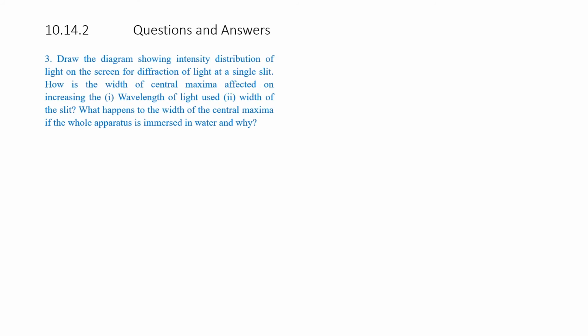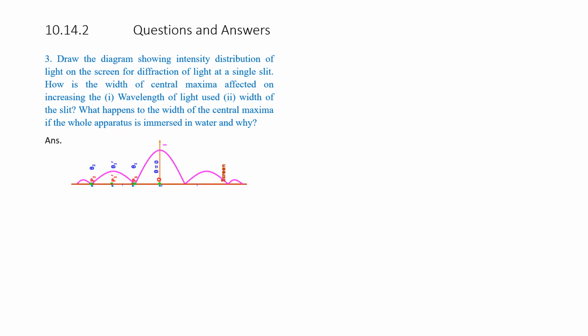Question number 3. Draw the diagram showing the intensity distribution of light on the screen for diffraction of light at a single slit. How is the width of central maxima affected on increasing the wavelength of light used and the width of the slit? What happens to the width of the central maxima if the whole apparatus is immersed in water, and why? This is a question asked in JEE and IIT entrance examinations.